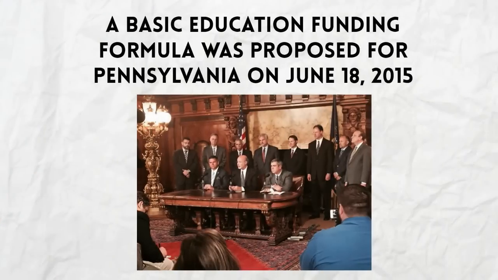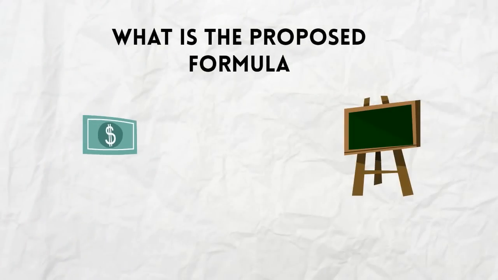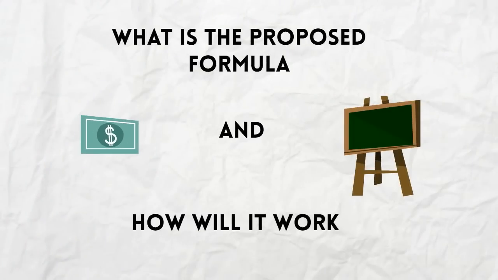The Bipartisan Basic Education Funding Commission proposed the Basic Education Funding Formula on June 18, 2015. Pennsylvania's education system is widely viewed as one of the least equitable in the nation and is currently one of 3 states to not have an education funding formula. So what is the proposed formula, and how will it work?